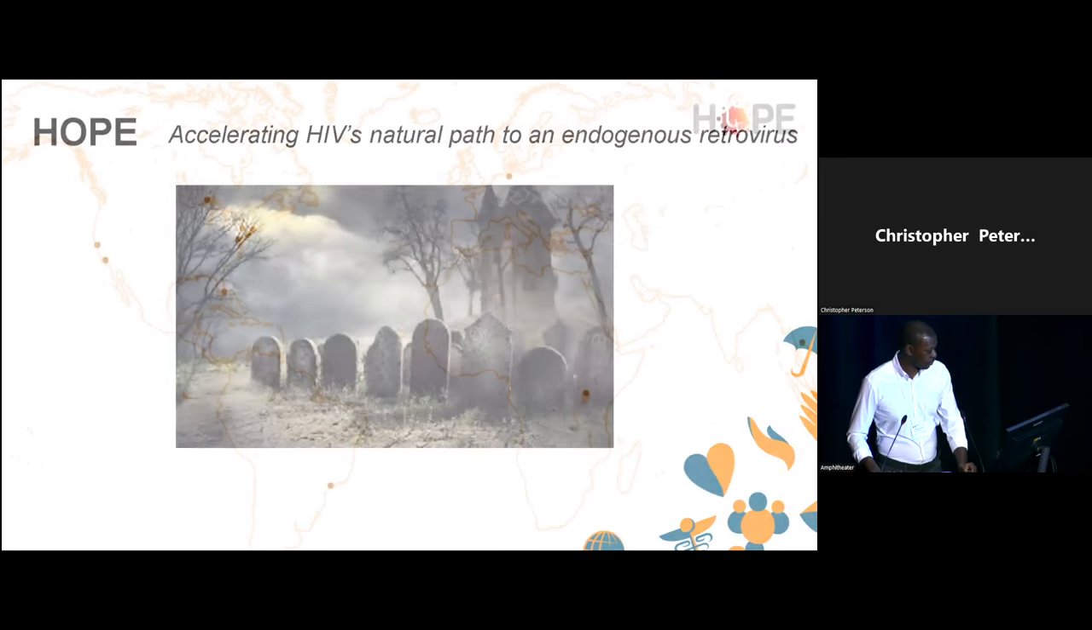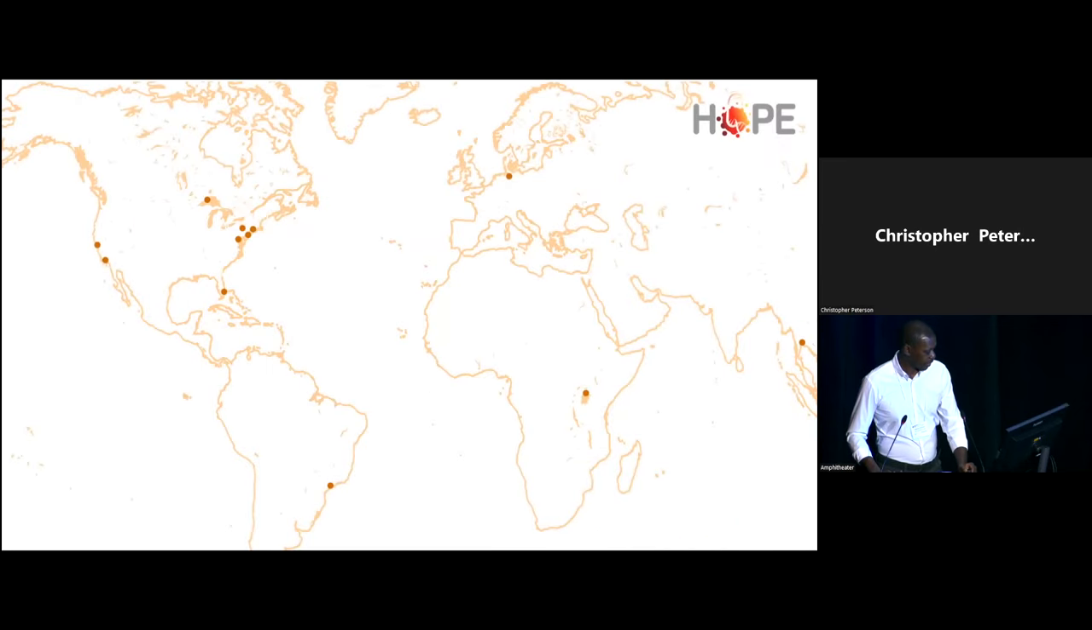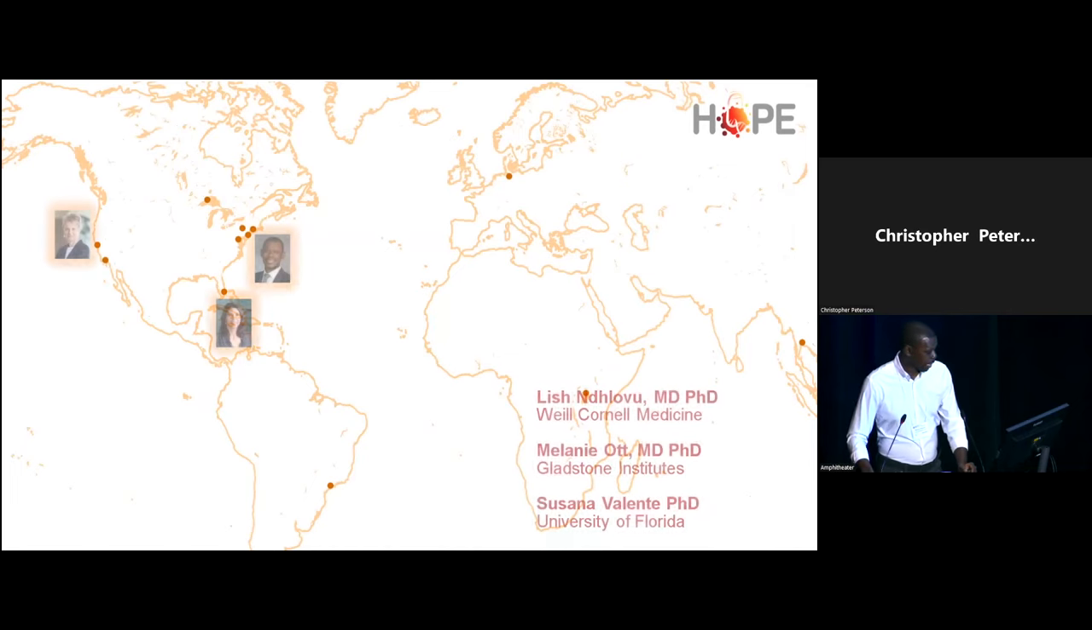So we're very fortunate that we have 12 sites as part of the HOPE Collaboratory on 5 continents. I think there was a nice discussion about how we should try to initiate cure trials globally. As I mentioned, we have 3 members in our team: Melanie Ott from the Gladstone Institutes in San Francisco, and Susanna Valente at the University of Florida. And we've got 24 total principal investigators, some of them here in Canada as well, across the globe.